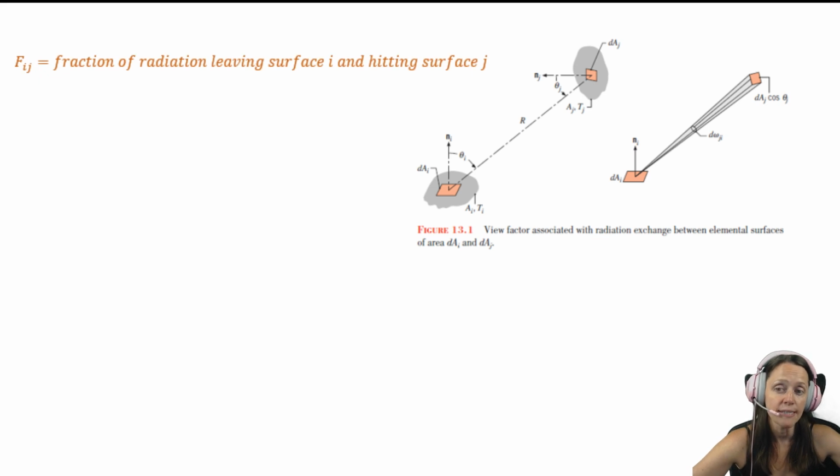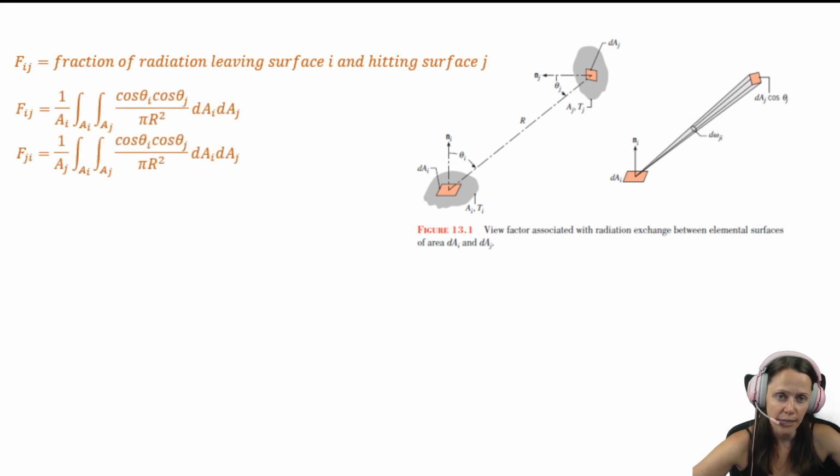The view factor is the fraction of radiation that's leaving surface I and hitting surface J. And of course, those values can be anywhere between 0 and 1. Now, your book goes through the derivation of the view factor, which we're not going to go over here, but we will talk about some of the relationships that are suggested by those definitions.